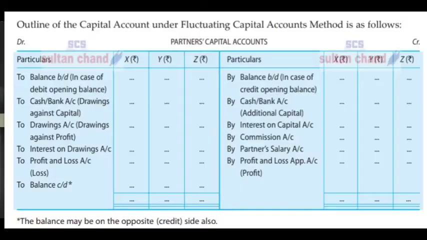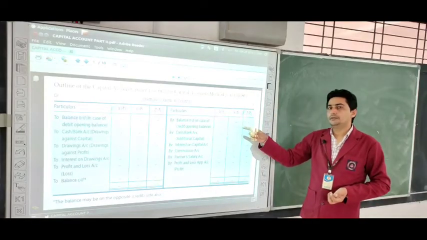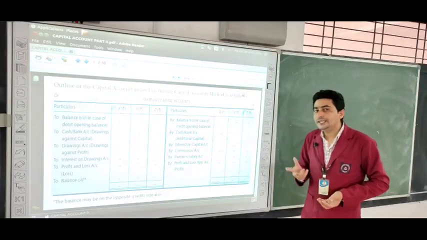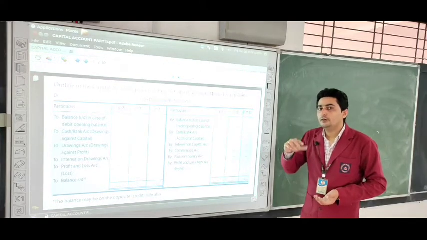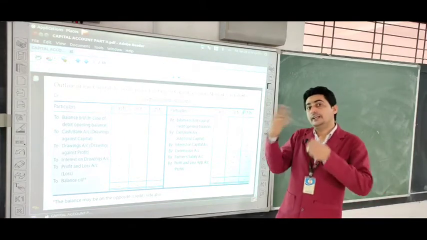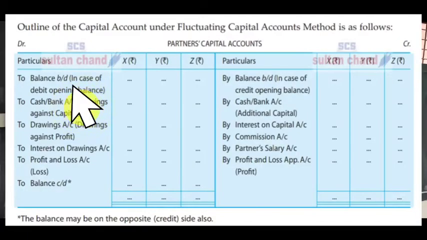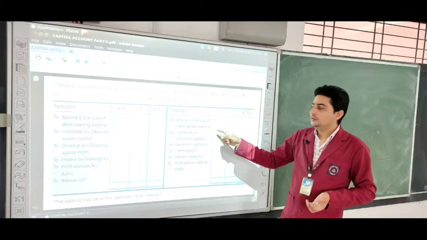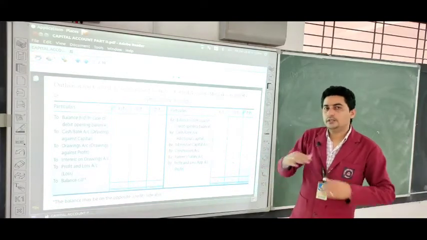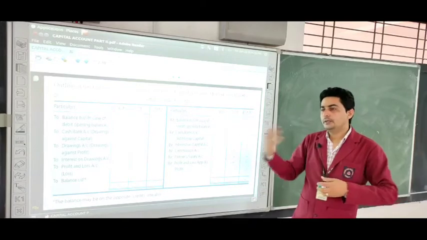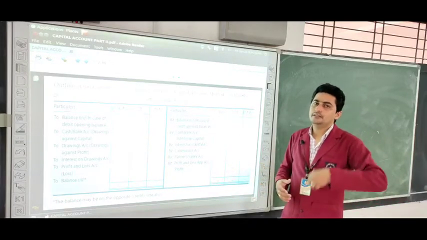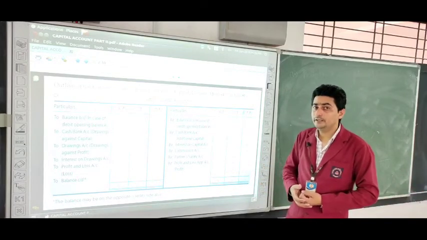Now we will start our question from by balance b/d. What is this by balance b/d? This is the opening capital. Now in a fluctuating account the opening capital can be on both sides. It can be debited, it can be credited. Okay, that's why they have written it here also: in case a debit opening balance is there, and in case a credit opening balance is there. Okay students, because it is fluctuating capital, it will keep on changing. Sometimes it will show a debit balance and sometimes it can show a credit balance also.